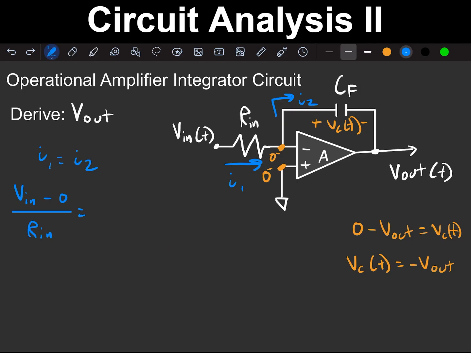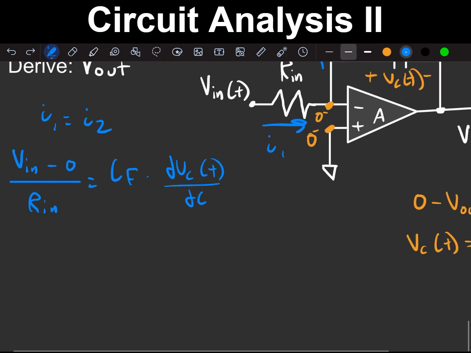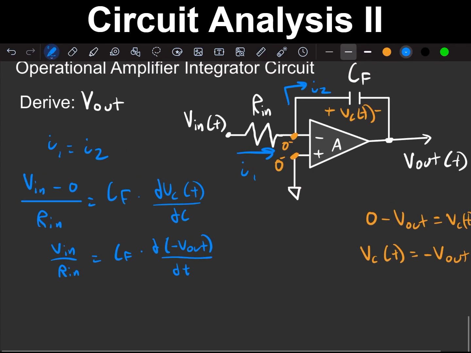All right, let's go ahead and figure out what our I2 is. It is our CF times dVc/dt. But remember this relationship earlier. We know that our V in over R in is going to be equal to the CF times d of negative V out, dt. So what do we have to do?